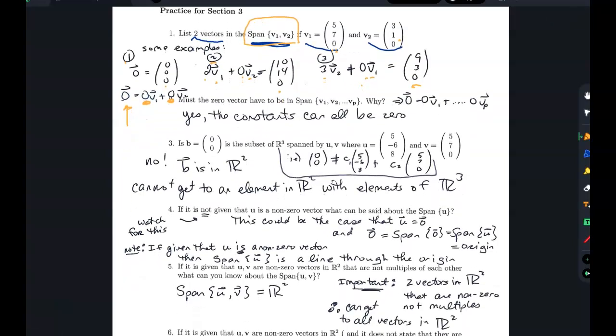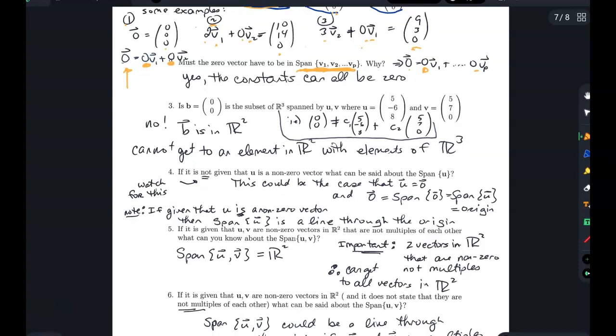All right, must the 0 vector be contained in the span of a set of vectors? Yes, because you can put all of the numbers in front of the vectors as 0. That gets you to the 0 vector. So the 0 vector is always in the span of a set of vectors.